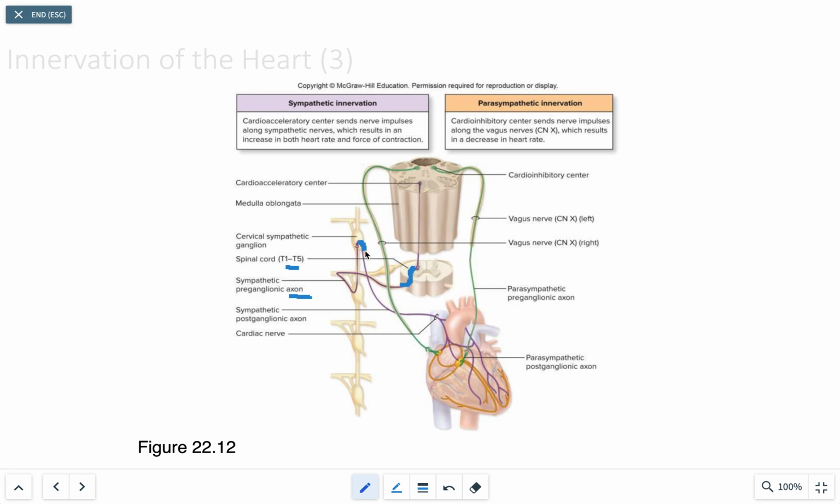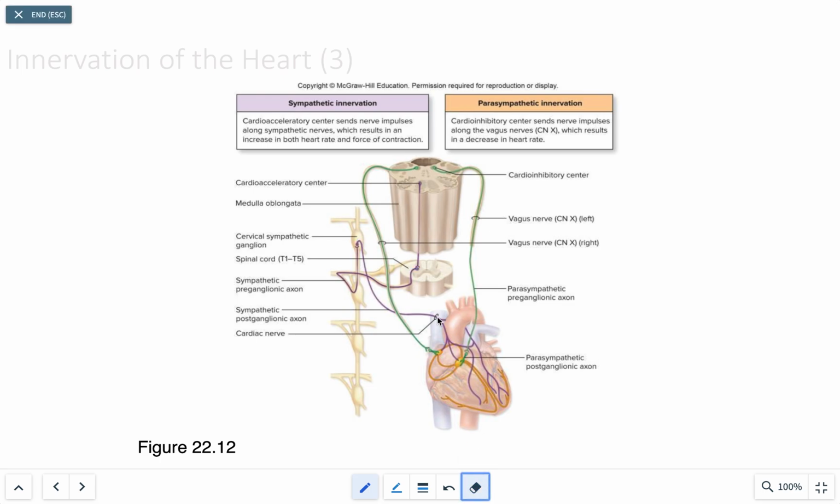And then once we enter into the sympathetic ganglion here, this would be considered to be the post-ganglionic axon. Around this area here is where we're going to have the synapse between the pre and the post. Once it enters into the postsynaptic axon from the cervical ganglion, it's going to travel and land on two destinations. It's going to hit the SA node. It's also going to enter into the AV node, which is going to increase the rate of the heartbeat.